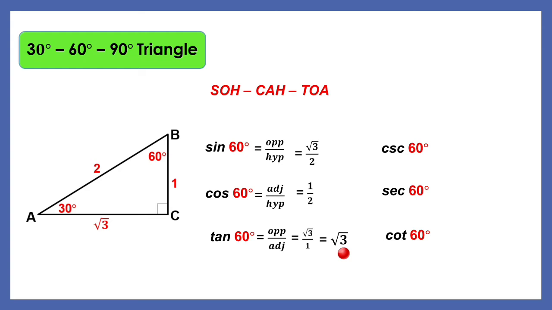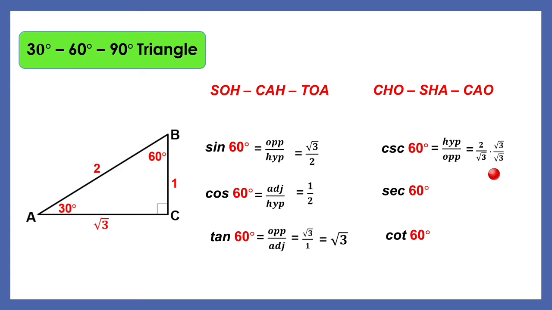Para naman sa ating next 3 ratios, gagamitin naman natin ang CHO SHA CAO. For cosecant 60 degrees, that is hypotenuse over opposite. Ang hypotenuse measures 2 and opposite side measures square root of 3. Therefore, the ratio is 2 over square root of 3. Ayan, mayroon ulit tayong radical symbol sa denominator. Kaya, irarationalize natin. Multiply by square root of 3 over square root of 3. Kung ano yung minultiply sa numerator, yun din yung imumultiply sa denominator.